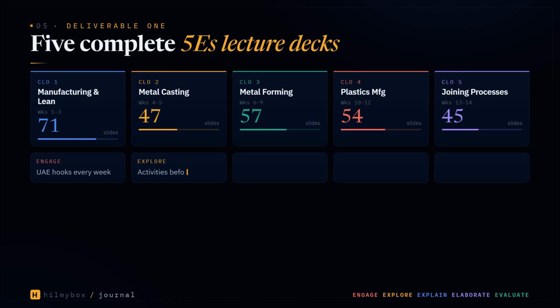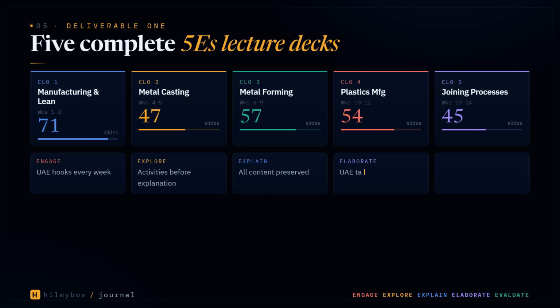CLO5, Joining Processes, weeks 13 and 14, 45 slides. Every deck follows the same 5 phases: Engage with UAE hooks every week. Explore with activities before explanation. Explain with all content preserved. Elaborate with UAE tasks and calculations. And evaluate a 4-question quiz with an answer key.